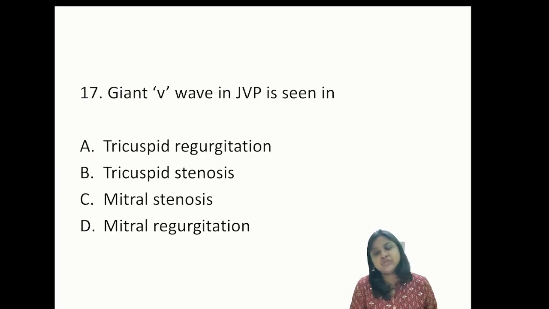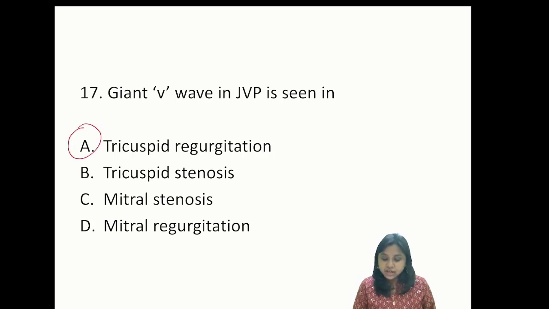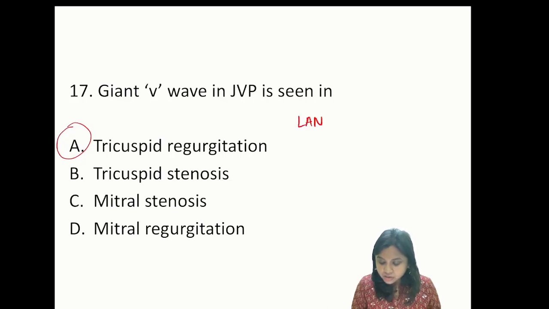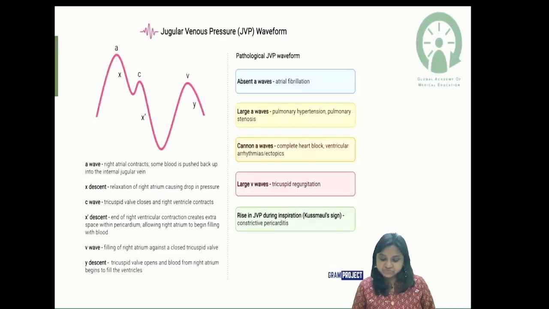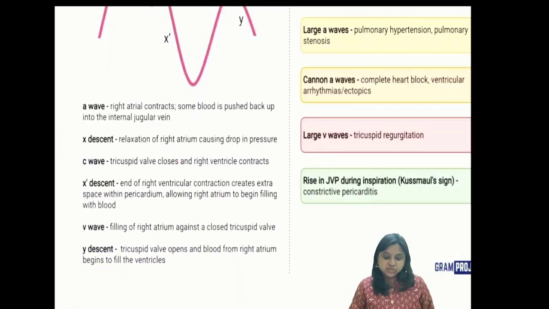Giant V wave in JVP is seen in. So giant V wave in jugular venous pressure is seen in tricuspid regurgitation. Even sometimes in case of tricuspid regurgitation, we get the giant CV wave. That is, the CV wave becomes giant and we call it the Lancisi sign. So Lancisi sign denotes giant CV wave, and it's a hallmark of tricuspid regurgitation.